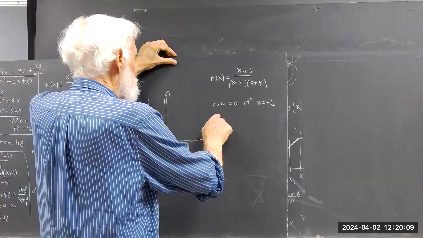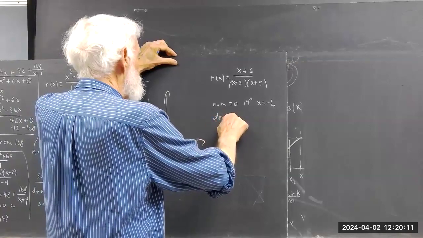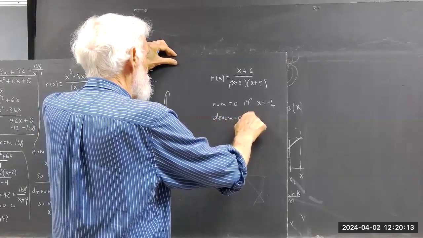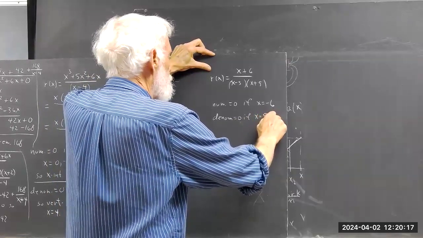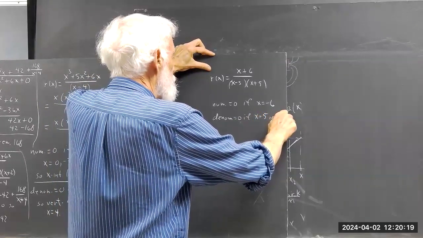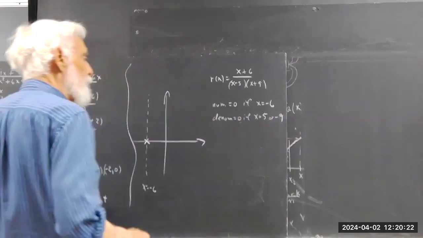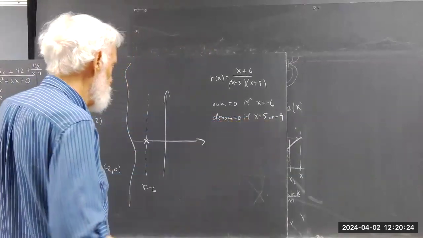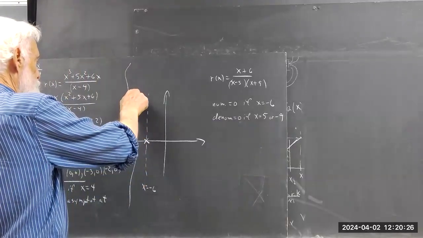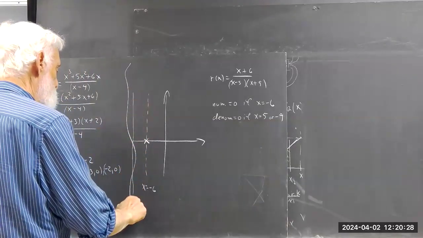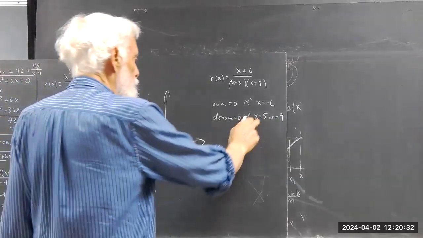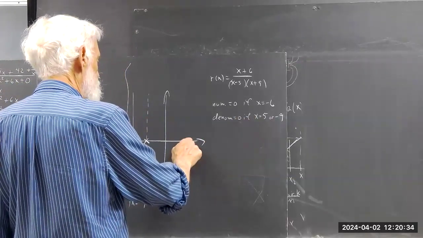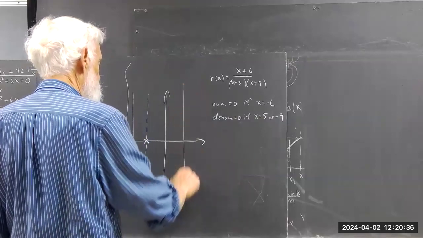The denominator is 0 if x equals 5 or -9. Well, those are going to be vertical asymptotes. So at -9, I get a vertical asymptote. And at x equals 5, I get another vertical asymptote.